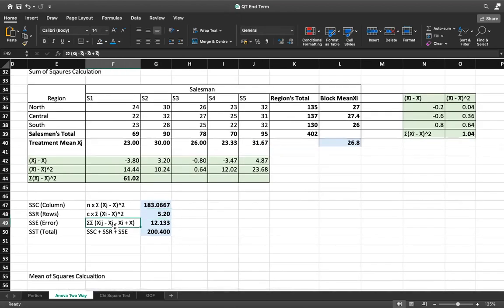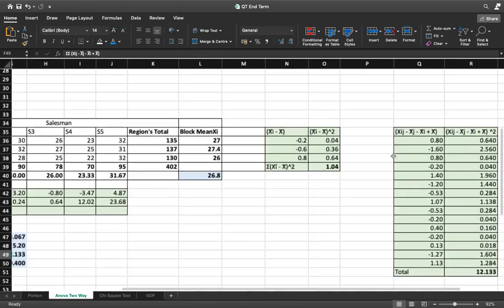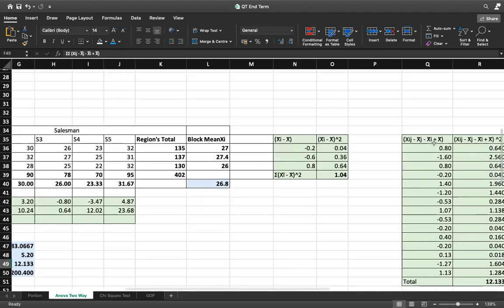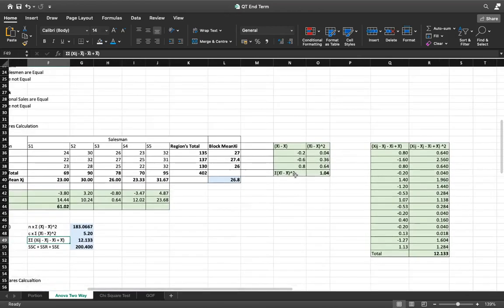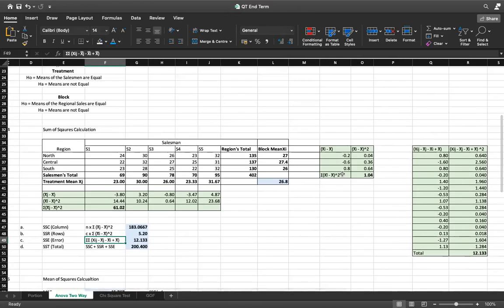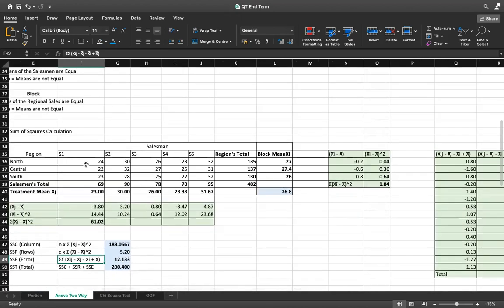Going to SSE, now this is a bit tricky part, the SS error. The first thing I have written is xij minus xi plus x bar. The xi's are your rows and the j's are your columns. So x11 is 24, then x12 is 30. That is how you're going to calculate for each of these values. For each of these values, you will be filling in this table.